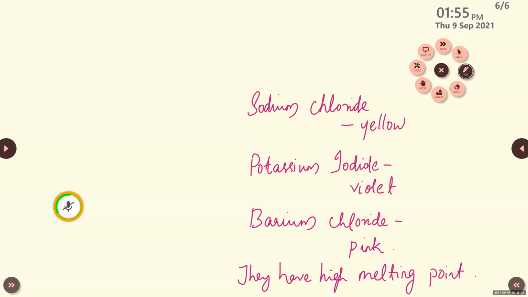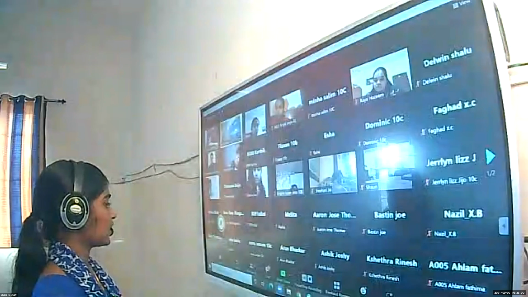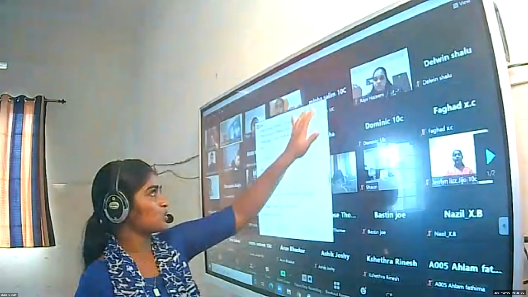H plus ions are there in the water. Yeah, here the presence of H plus ions is absent, but these can exist in the form of ions. If ions are there, they are able to produce electricity. So when sodium chloride is dissolved in water, it will exist in the form of Na plus and Cl minus ions. Then potassium iodide, it is K plus, then I minus. Barium chloride, Ba2 plus, Cl minus. So all the salts can exist in the form of ions. Okay, ions. So they will produce electricity.